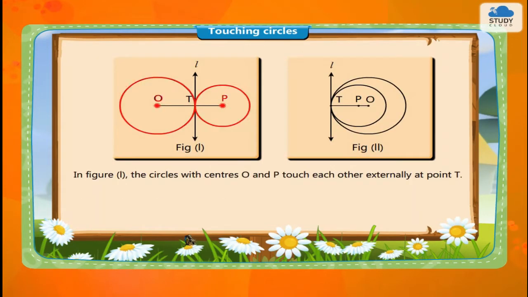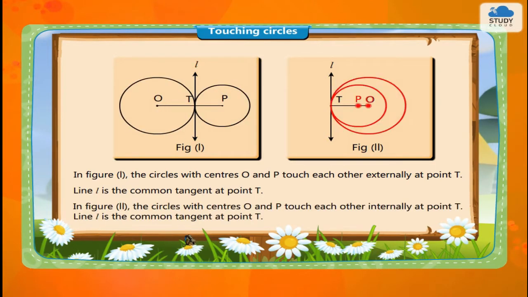Figure 1. The circles with centers O and P touch each other externally at point T. Line L is the common tangent at point T. In figure 2, the circles with centers O and P touch each other internally at point T. Line L is the common tangent at point T.